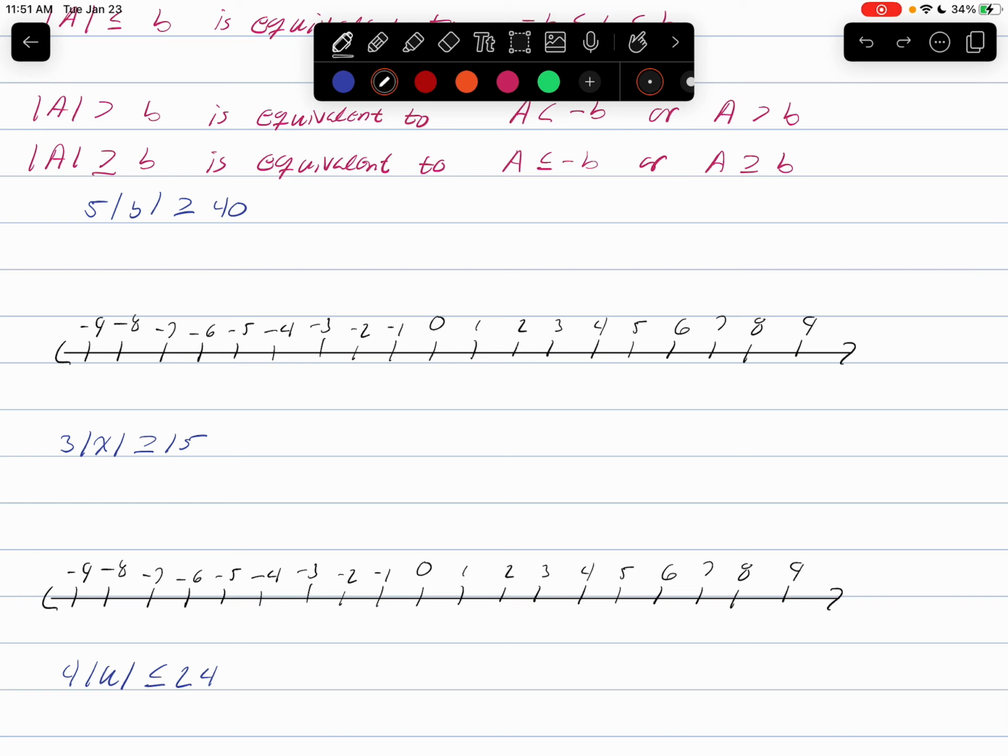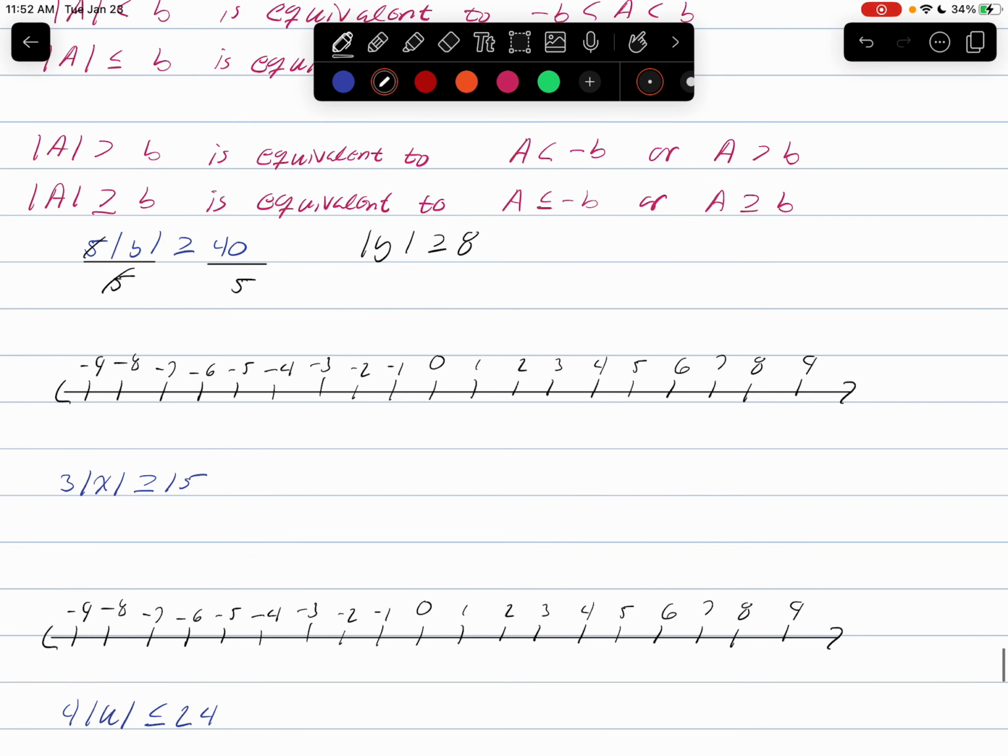Here we have 5 times the absolute value of y being greater than or equal to 40. So let's try and solve this like we would in the previous video. We will go ahead and divide both sides by 5 because our goal is to isolate the absolute value by itself. So we can cancel the 5s here, and that's going to give us the absolute value of y is greater than or equal to 40 divided by 5, which is 8.